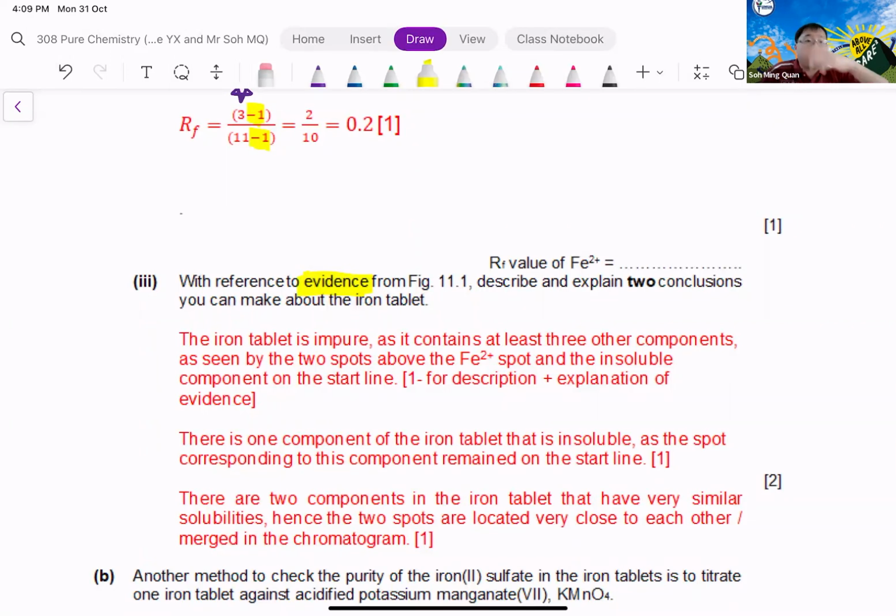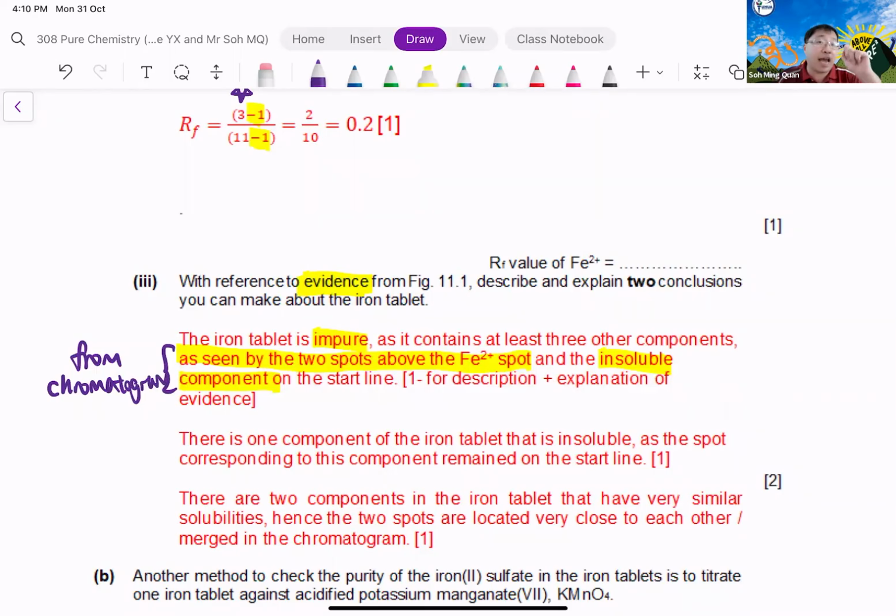Evidence means you need to go back to the chromatogram itself, and look at what parts of the chromatogram support your conclusion. For example, many of you could say that the tablet is impure. Yes, I know that. But how do you give me evidence? Impure is a conclusion. The evidence comes from, as seen by the 2 spots above Fe2+, right? Telling me that there are 2 spots on top of Fe2+ and an insoluble component on the start line. So giving me this, what you see from the chromatogram. So this is from the chromatogram.